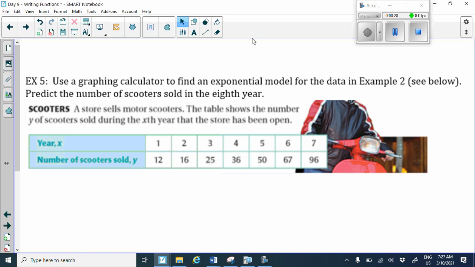Here we're going to use a graphing calculator to find an exponential model for the data below. They will tell you what type of model you're trying to find, either an exponential or a power model. After that, we'll predict the number of scooters sold in the 8th year. Here we have our year, which is X, and the number of scooters sold, Y.